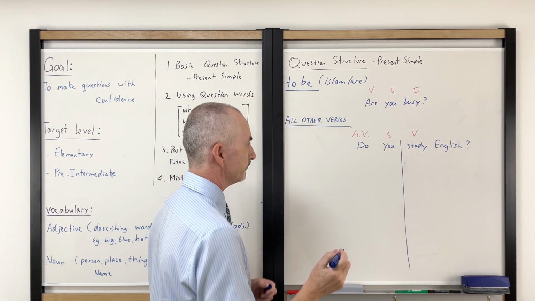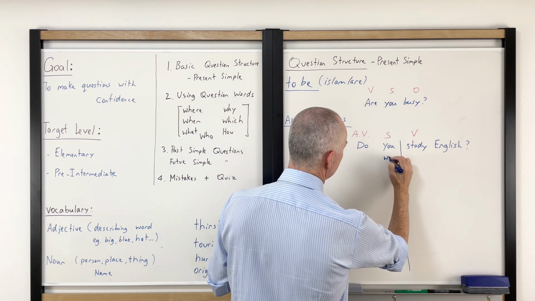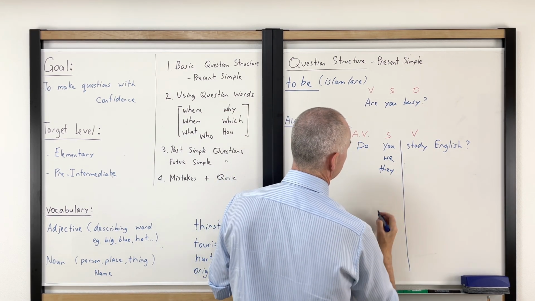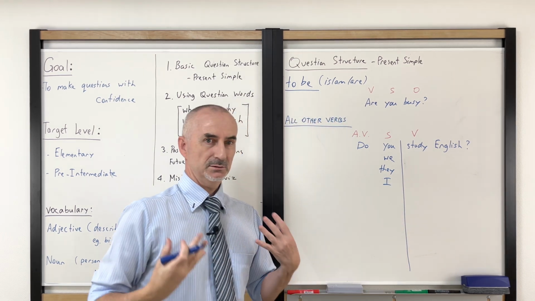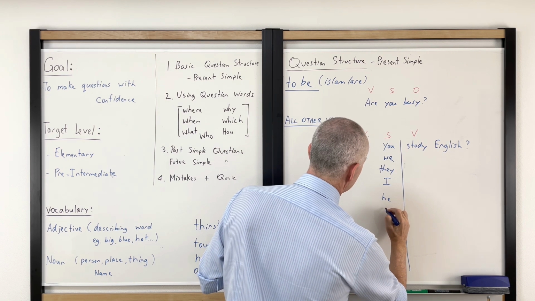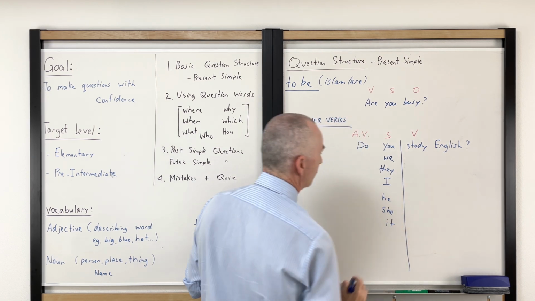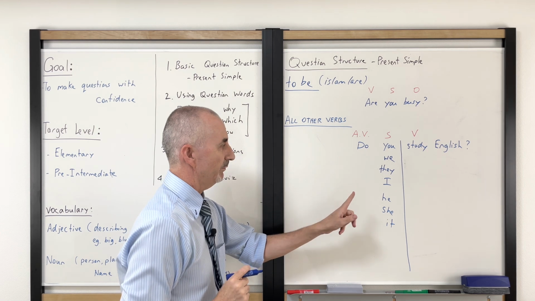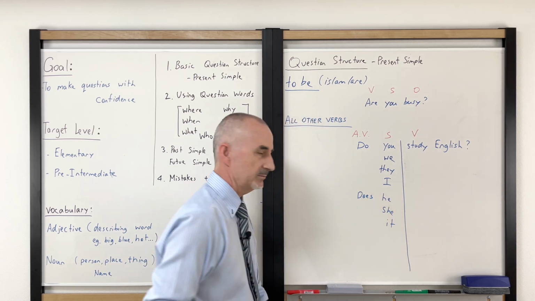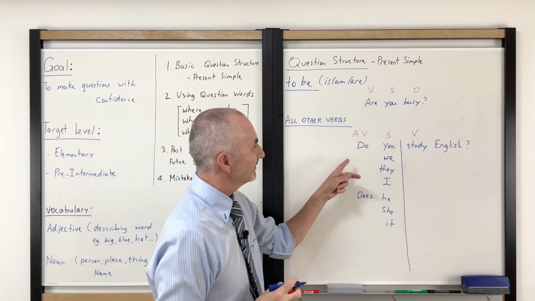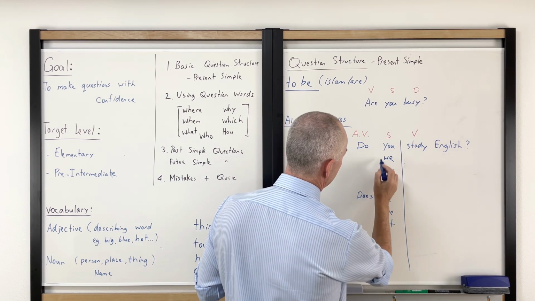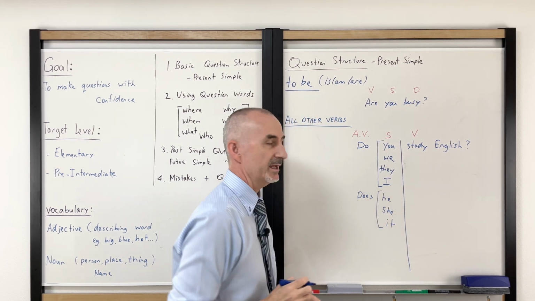So if we use we, we get, do we study English? They, do they study English? Even I is okay. Do I study English? No. Okay, but when we get to he and she and it, we have to change the verb form. It becomes does. You probably already knew that. So we use does for he, she, and it. And we use do for you, we, they, and I.